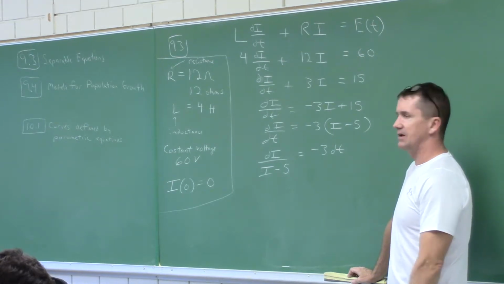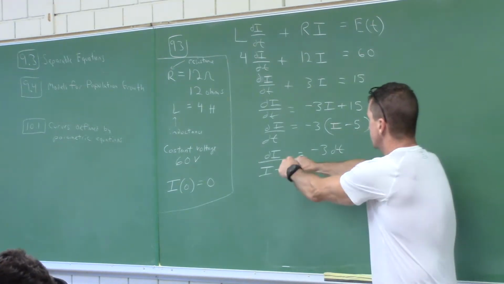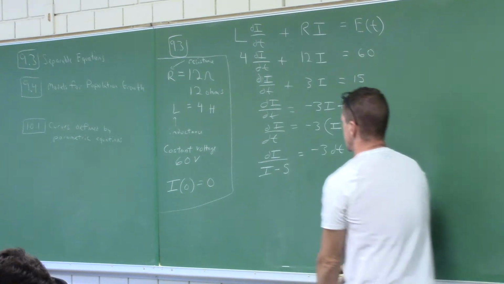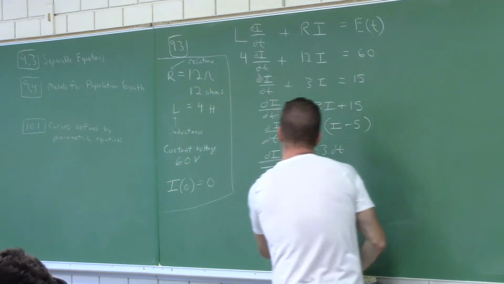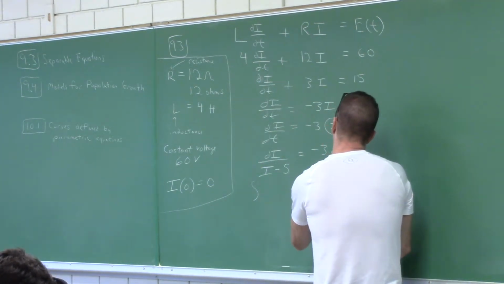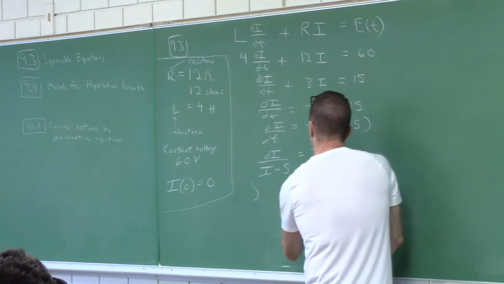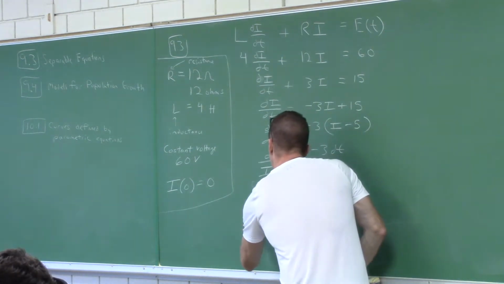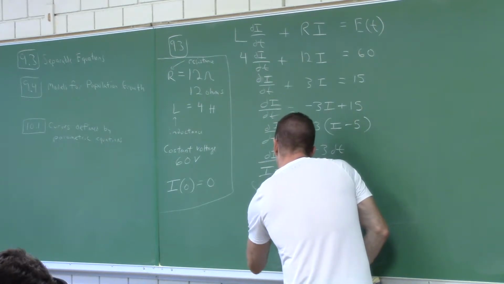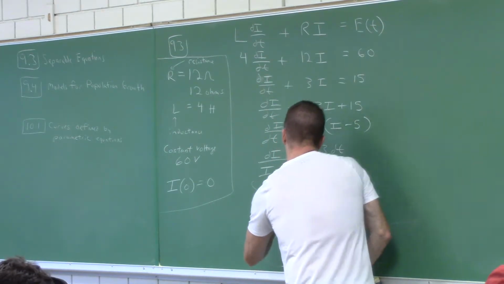Hey, cool. You ready to integrate? Integrate that, integrate that. What's the integral of negative 3 dt? Oh, that's negative 3t plus C. This integral, natural log of I minus 5.